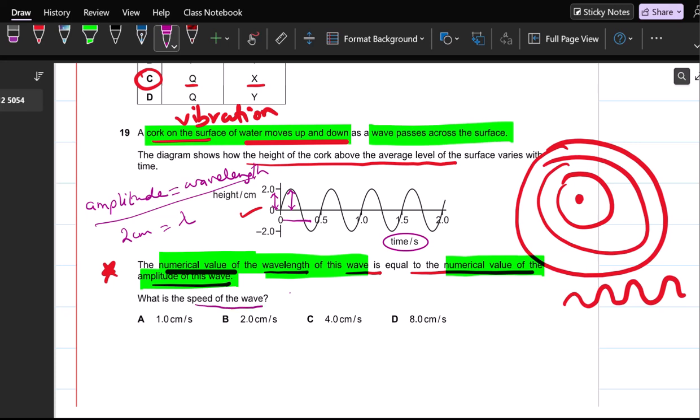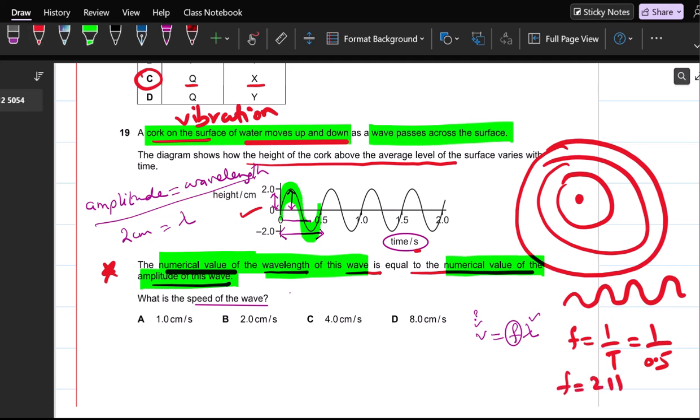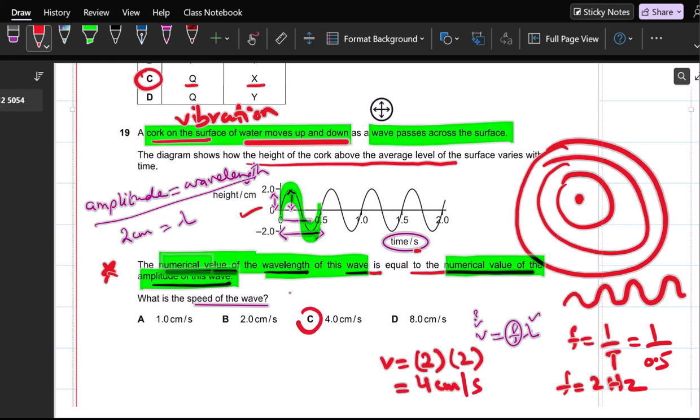We have to find the speed of the wave. Speed is equal to f lambda. We know lambda. Frequency will be determined by how much time is taken for one complete wave. For one wave, how much time was taken? 0.5 seconds. So frequency is equal to 1 over T. It will be 1 divided by 0.5, which is 2 hertz. So v is equal to 2 hertz times 2 centimeter, so it becomes 4 centimeter per second. So C is the answer here.